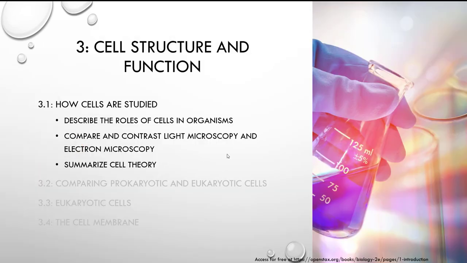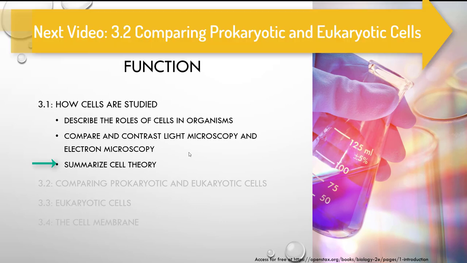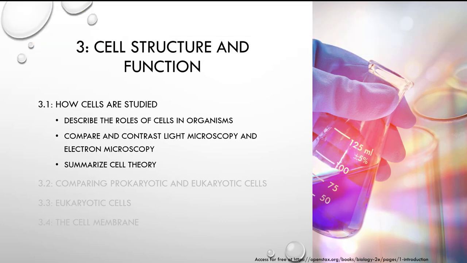All right, so that's it for the first section of chapter 3. By now you should be able to describe the roles of cells in organisms, as well as compare and contrast light microscopy and electron microscopy, as well as summarize cell theory. For the next video, 3.2, we'll be comparing the difference between prokaryotic and eukaryotic cells.